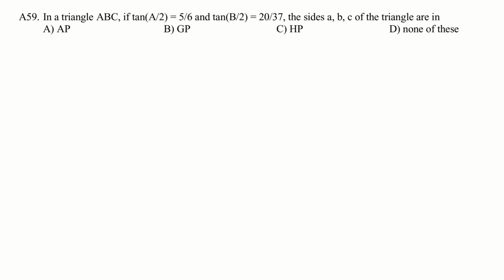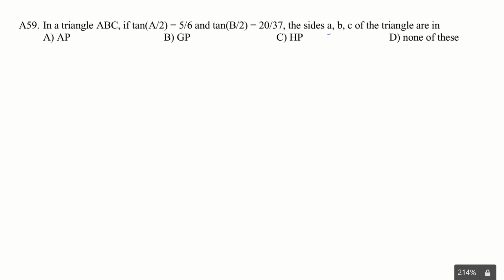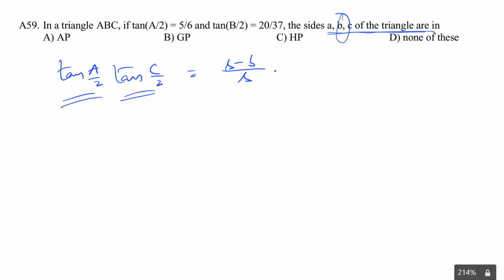See, in this problem, he asked A, B, C are in... That's what he asked. A, B, C are in... So we understand that this B has a special status. Now we have this formula: tan(A/2) tan(C/2) = (s - b)/s. I like to go for tan(A/2) tan(C/2), not tan(B/2), though he has given tan(B/2).